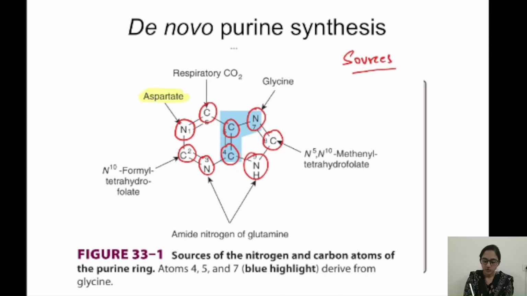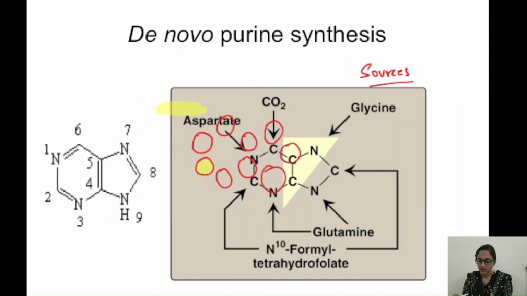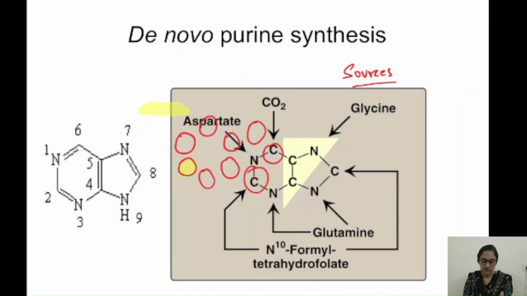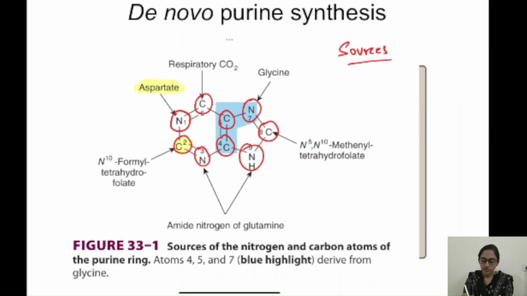And C2 and C8 will have a tetrahydrofolate source. Two carbons, no? 2 and 8. So 2 into 4 is 8. Tetrahydrofolate has 4, tetra, in it, right? So just remember it that way. C2 is from N10 formyl tetrahydrofolate and C8 from N5 N10 methenyl tetrahydrofolate. This is the source from Harper. The recent edition of Harper also has this. So please memorize this.